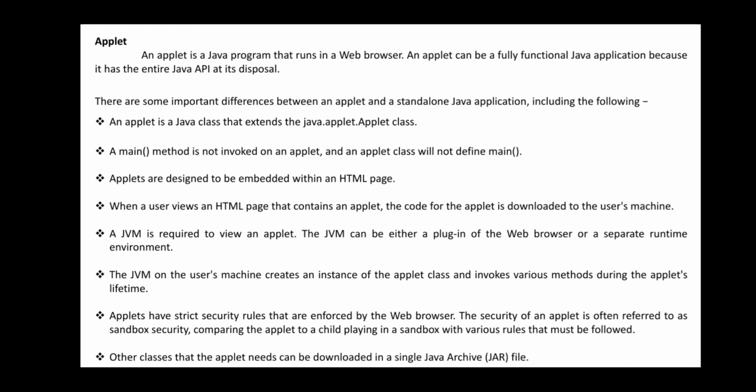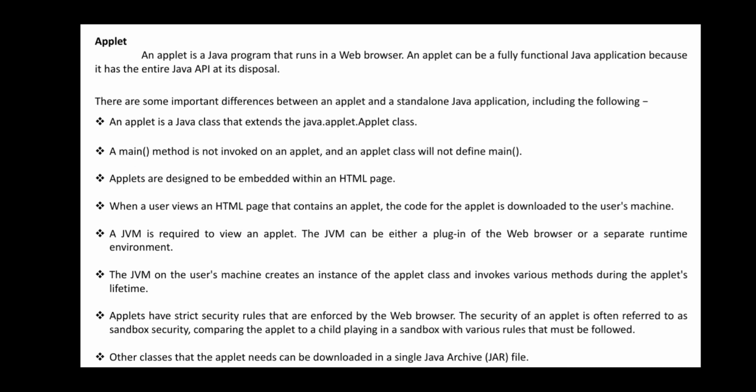And here a main method is not invoked on an applet, and an applet class will not define a main method. So in normal applications you are going to write a class with a main method, but here there is no main method, because you are just going to compile the program and execute the program within the browser as well as the applet viewer. So for that sake there is no need of a main method class.